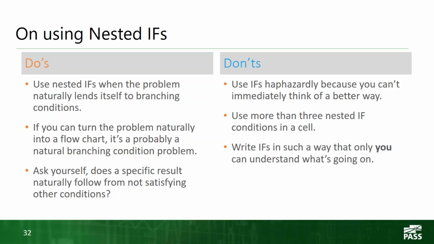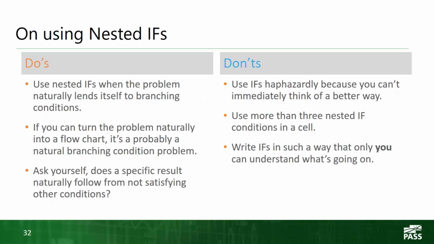If not, probably isn't. And another way to do that is to start from the result and work backwards. Is the reason I got an F because I didn't get a D, because I didn't get a C? Not really. So if we're able to say yes to those questions, then yes, we do have a branching compounding condition problem. So what I would say not to use is ifs as a hammer where everything's a nail.